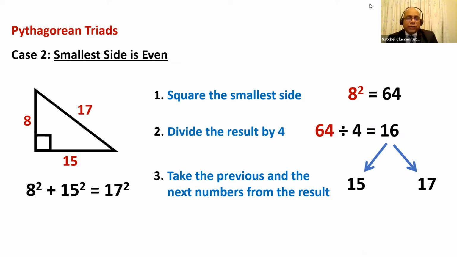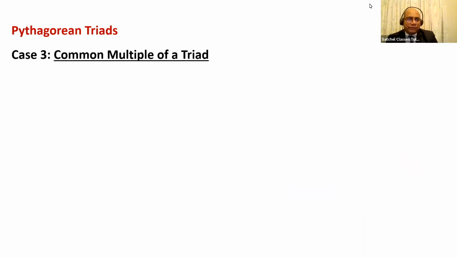So this is how you can find triads for just about any side which is the smallest side, odd or even. You know the two different rules of deriving triads. But the most powerful rule is the third rule. And this is what I love. A common multiple of any triad gives you another triad.